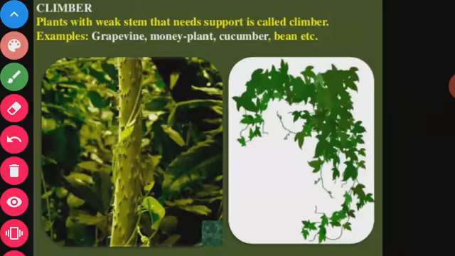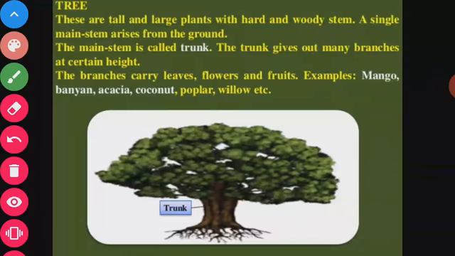Trees have a strong and hard stem. They are tall and large plants with a hard and woody stem. A single stem arises from the ground. The main stem is called a trunk, and the trunk gives out branches, and on each and every branch there are leaves, flowers, fruits. Examples of trees are banyan, acacia, coconut, poplar, willow, walnut, chinar, etc.